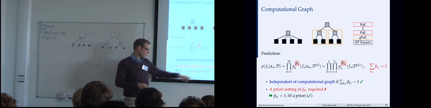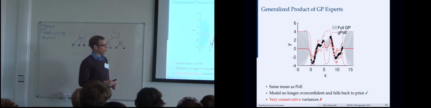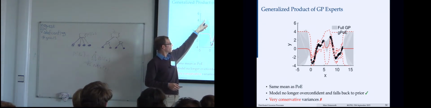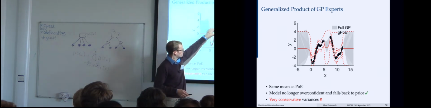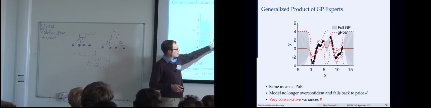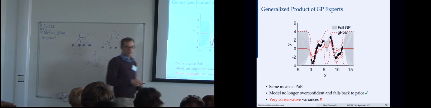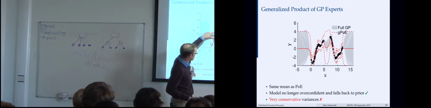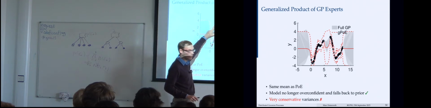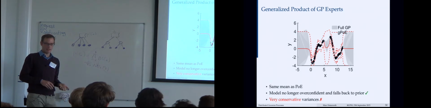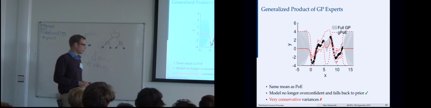Okay, so now let's do this. And that is the corresponding prediction with this model. So it does fall back to the prior, and the mean is identical to the one of the product of experts model, but the variances are a little bit too, let's say, conservative. So even in the area where we have a lot of data, the model is really uncertain. So it's better than the other model because it's not overconfident, but this one is underconfident.